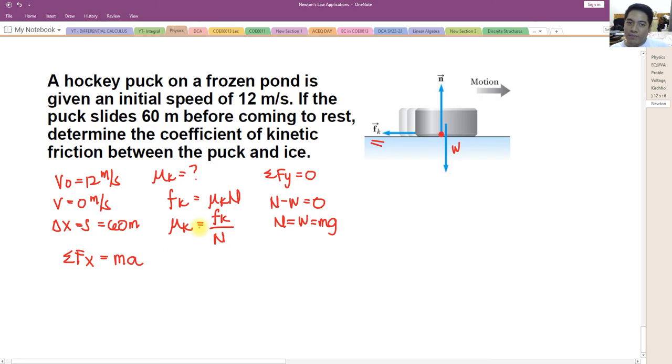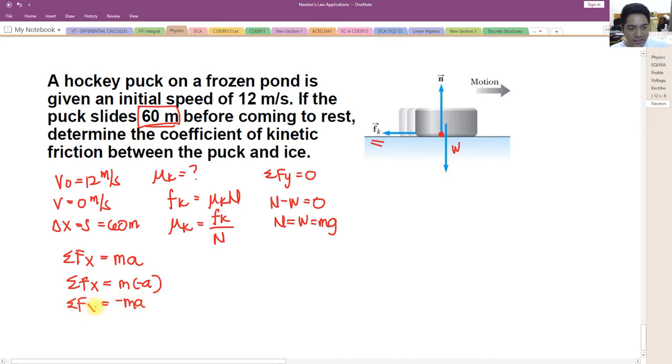It's not having a constant speed, but it's decelerating, because it has traveled 60 meters before coming to rest. Meaning, the puck is not accelerating but decelerating. So in terms of acceleration, the acceleration should be negative. If we have the summation of Fx, that would be m times negative a, because it's decelerating. So we can have negative ma.